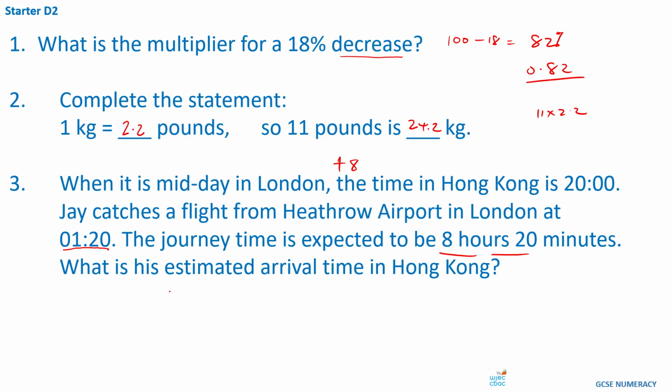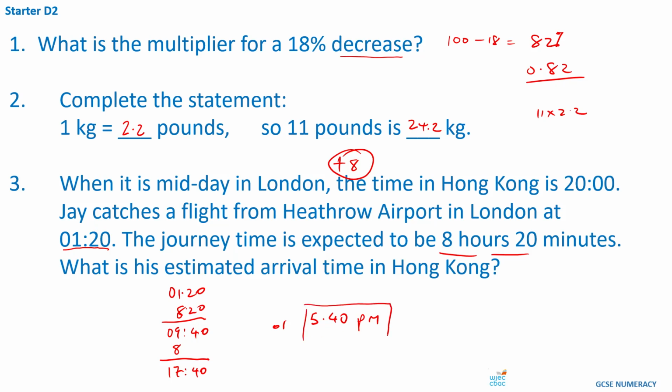Well, if we do a timeline starting at 01:20, the flight's going to take 8 hours and 20 minutes, which just gives us the total of, it takes us to 9:40. But there's that 8-hour time difference as well we've got to account for. So if we add that on, that takes us to 17:40. Or you might have 5:40, but you have to put PM. If you go into the 12-hour clock, you have to write AM or PM to stipulate.